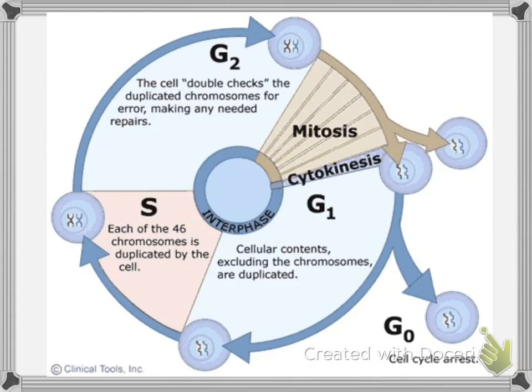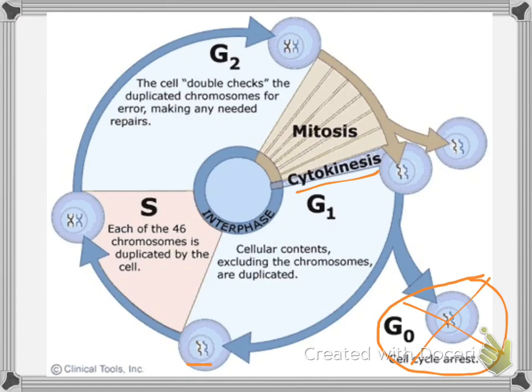So again, here's another picture. This one's good too. It does include cytokinesis, and I like how it has this picture. G0 is when the cell arrests. This means the cell is dead. So it's no longer going through a cycle.